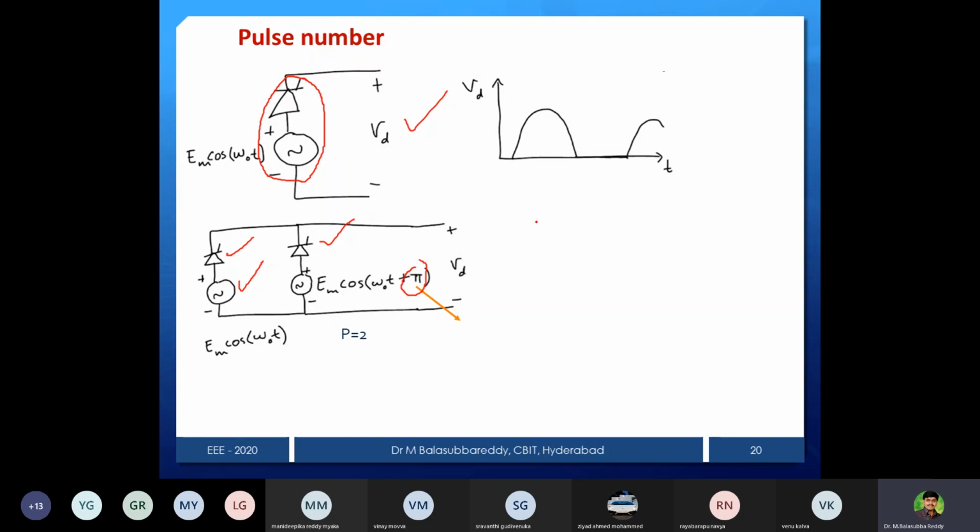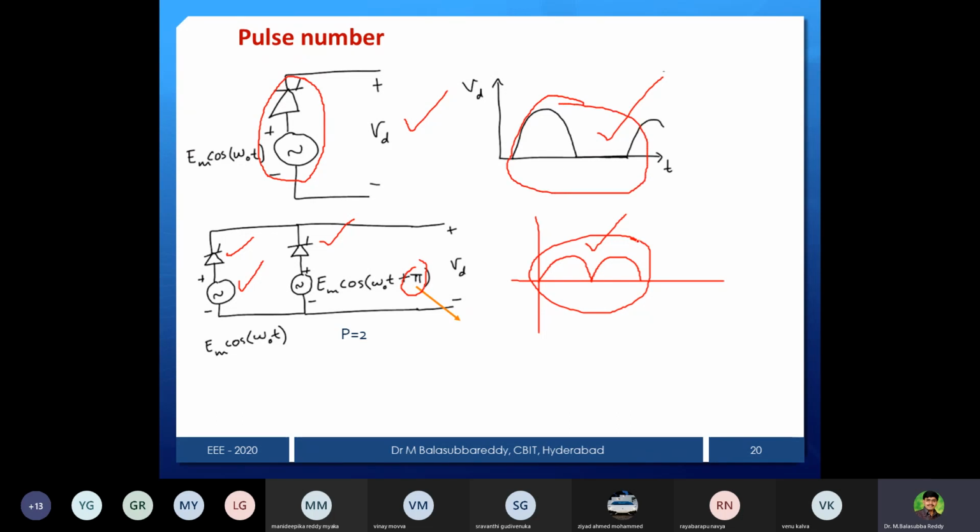Then what is the output voltage if I connect like this? At any instant, one will conduct, and once it is 0, another one is going to conduct, the second one is connecting. Now we can see this at this instant. If we compare this waveform and this waveform, the second waveform is going to be better comparatively. The first one has more ripple content, and the second one also has some, but compared to the previous one, this is going to be better.